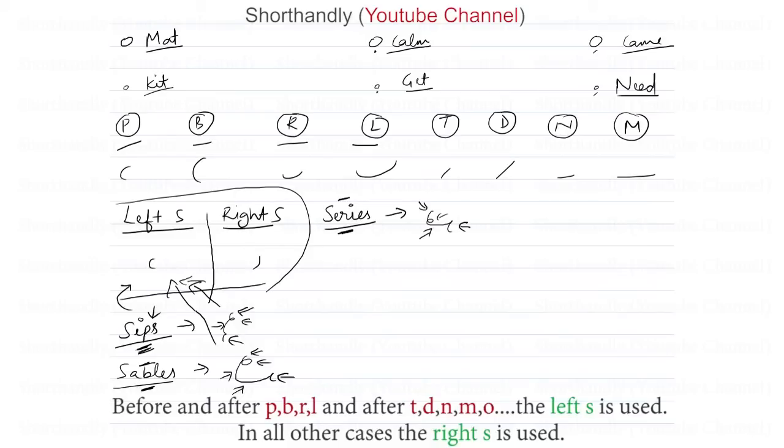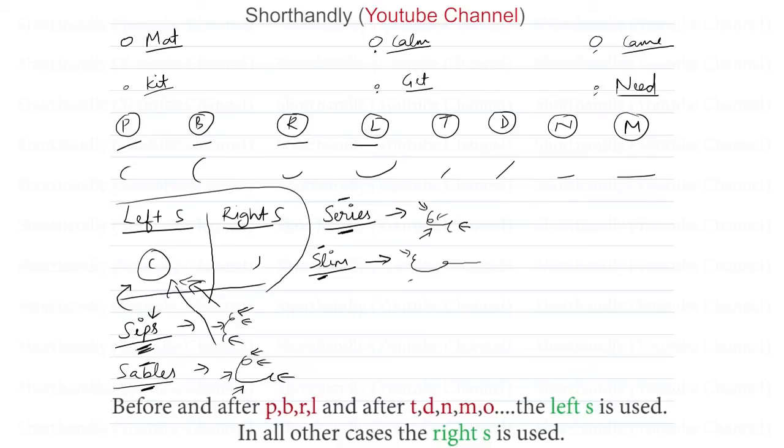Alright, let's make another example. Suppose we take another example like slim. So now we have this L character, and in the statement also we have the L character. So here also we're going to be making the left S, which is this one. Alright, so the word slim will be made like this.